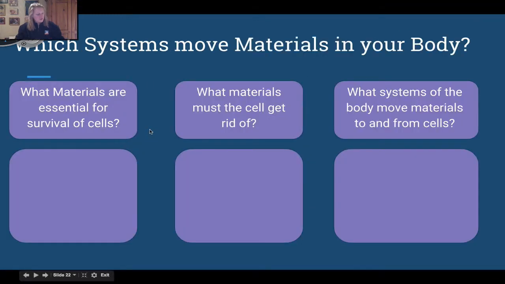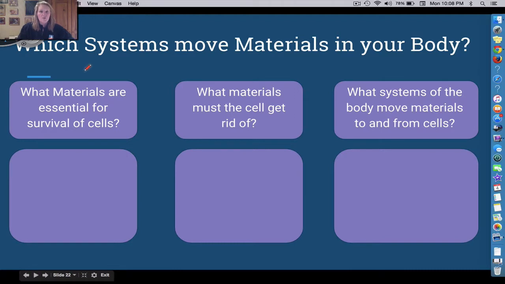Okay, which systems move materials in your body? So we have a major need for materials to be moved in our body. We have waste products, and then we need to feed our cells. We need to feed our body. And so how do we get those nutrients from one place to another?